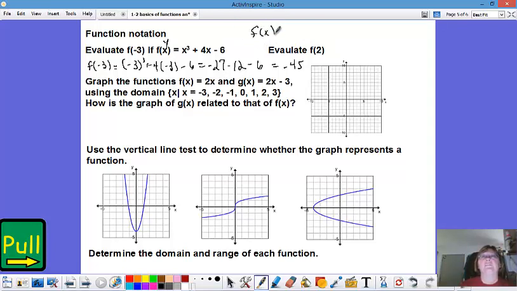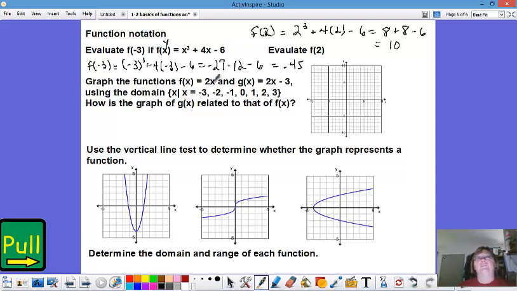Okay? If we evaluate f at 2, this might be a good place for you to stop the video and see if you get the same thing that I do when we replace x with 2. F of 2 would be 2 cubed plus 4 times 2 minus 6, and that is 8 plus 8 minus 6, and I'm looking at a 10 right there. Is that what you got? I bet it is.